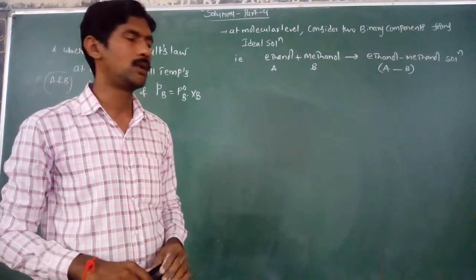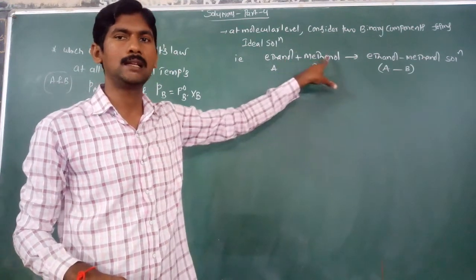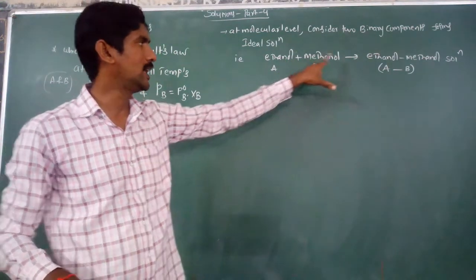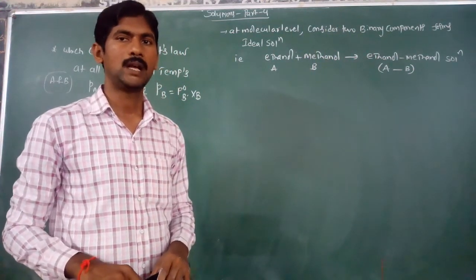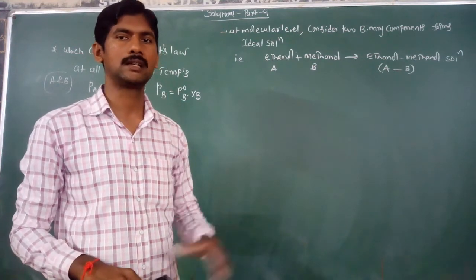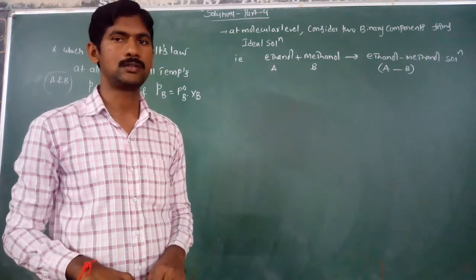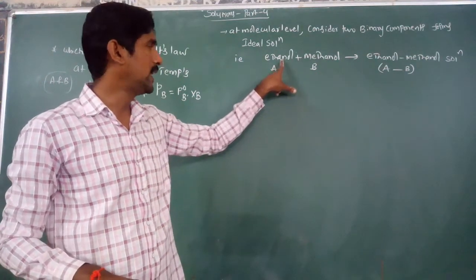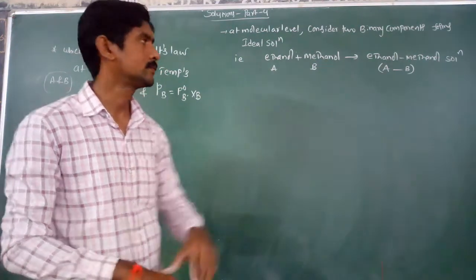Two binary components, for example, by adding methanol to ethanol, we get an ethanol-methanol solution. It is an ideal solution. So why is it an ideal solution? For example, component A is ethanol, component B is methanol.